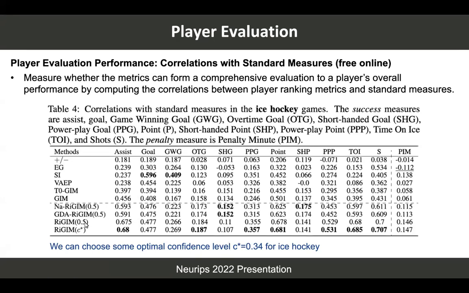So we can see when we choose the confidence level to be 0.5, our algorithm has already achieved a pretty high correlation with these success measures compared with other baselines. And if we just fine-tune these confidence levels, then we can even achieve a higher correlation.